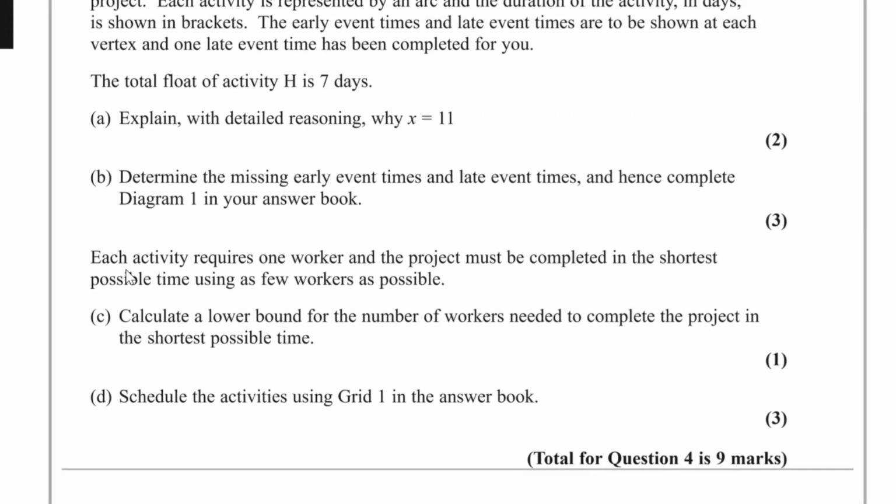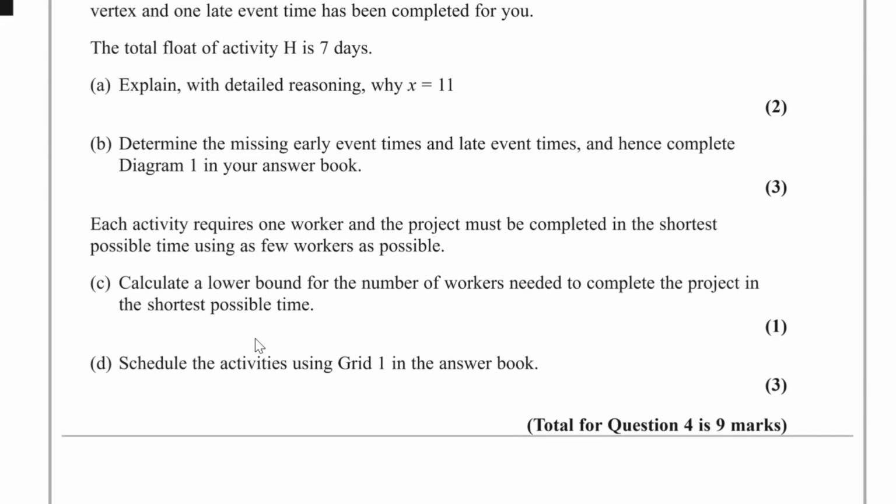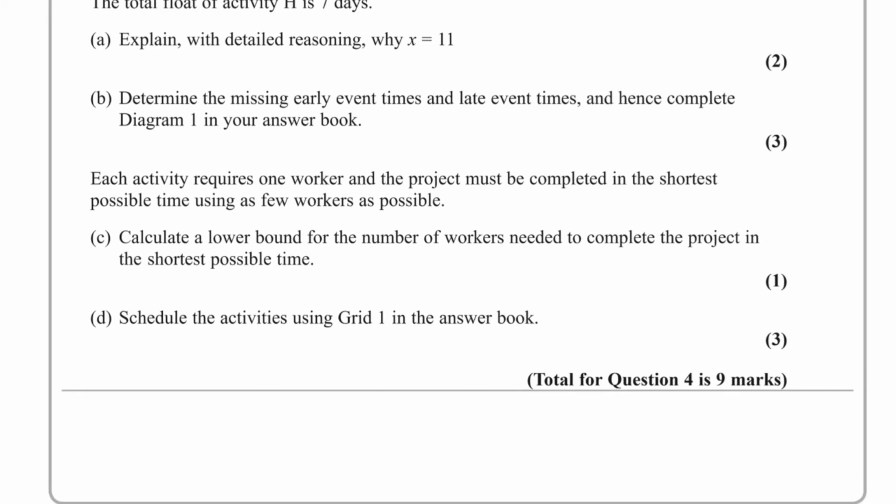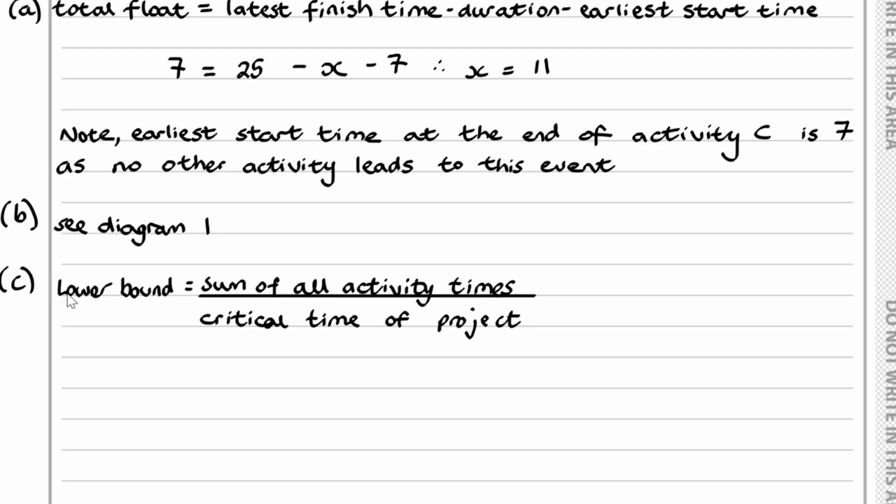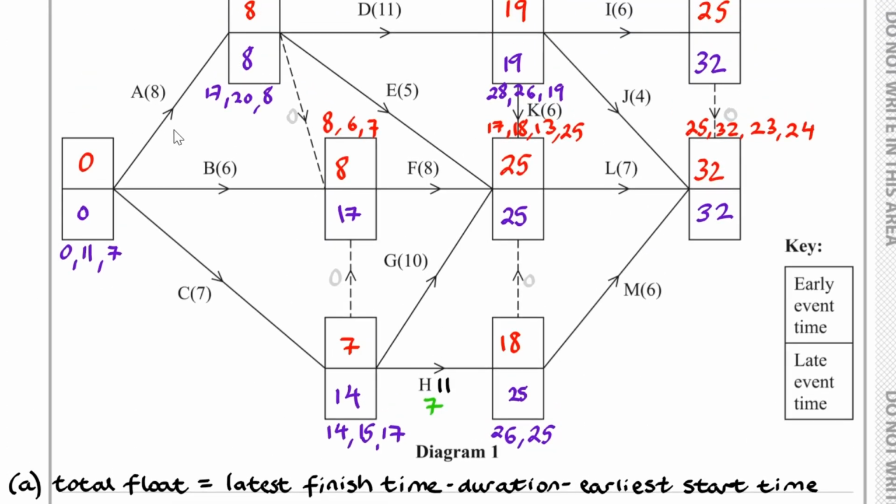And now for part C, each activity requires one worker and the project must be completed in the shortest possible time using as few workers as possible. We have to calculate a lower bound for the number of workers needed to complete the project in the shortest possible time. Okay, now first of all you have to know the definition of a lower bound, which is shown here. So the lower bound, that's given by the sum of all the activity times minus the critical time of the project.